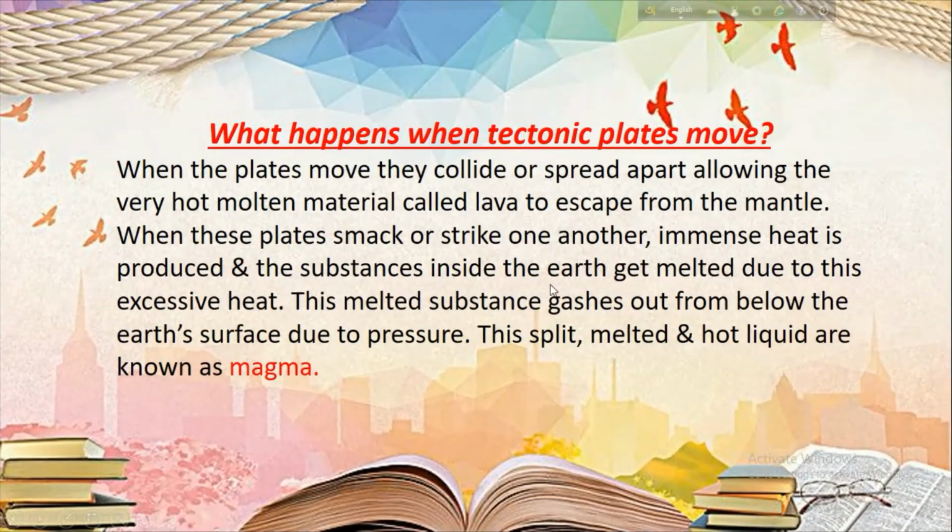Now, what happens when tectonic plates move? When the plates move, they collide or spread apart, allowing very hot molten material to escape from the mantle zone. And when these plates strike one another, immense heat is produced, and the substance inside the earth gets melted due to this excessive heat. This melted substance gushes out from below the earth's surface due to high temperature and pressure. This melted, hot liquid is known as magma.